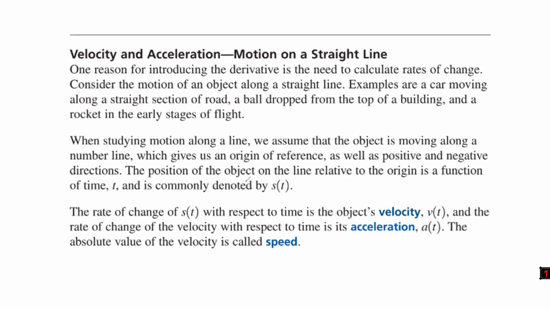Great. The position of the object on the line relative to the origin is a function of time and is commonly denoted by s of t. The rate of change of s of t with respect to time is the object's velocity, as we discovered, and the rate of change of the velocity with respect to time is its acceleration. The absolute value of the velocity is called speed. Any questions so far? No. Perfect. So let's move to the next slide.